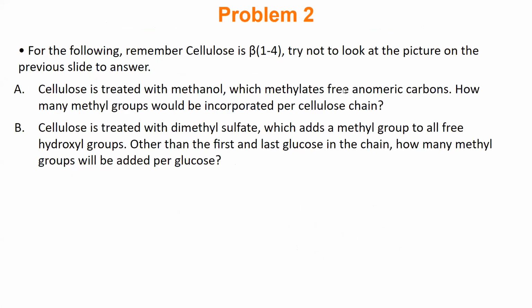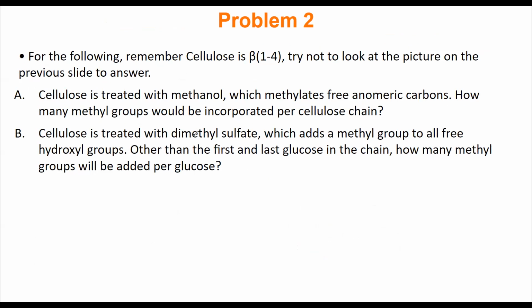So this problem right here is to help test that you know what the structure of cellulose looks like. So try not to look at the glucose picture on the back. Try to take a couple minutes and figure this one out yourself. If you can't get it from your memory, if your brain's still a little foggy starting this video off, then go back. But let's take a look at the answers. So cellulose treated with methanol. You methylate free anomeric carbons. How many methyl groups would be incorporated per cellulose chain?